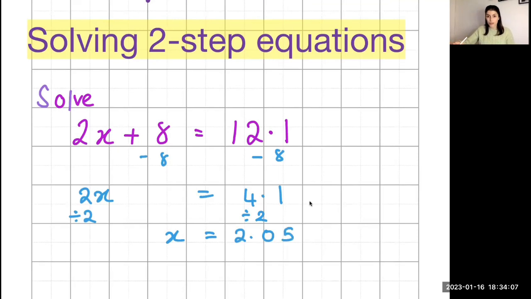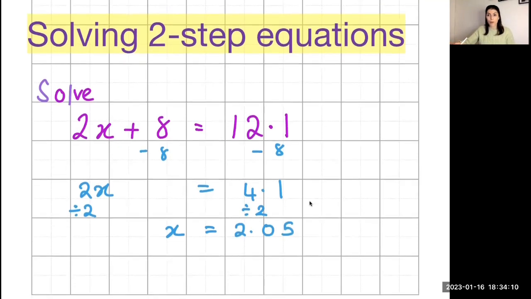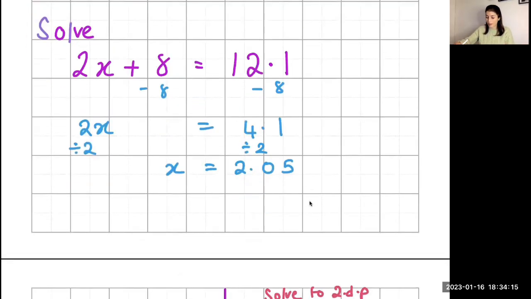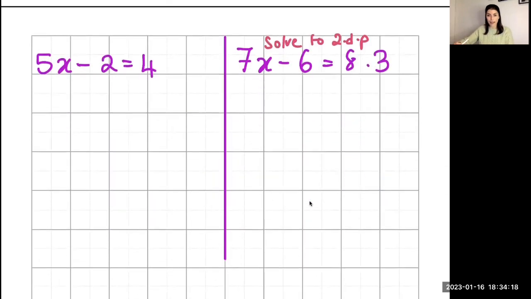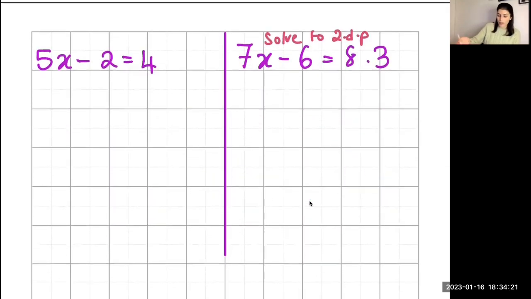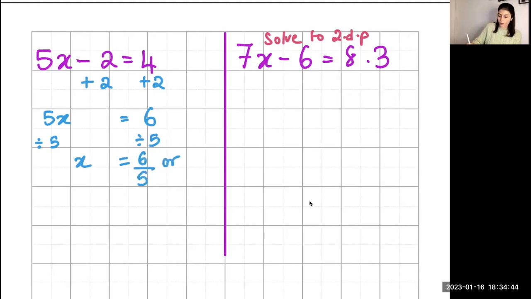So that's the first example. If you don't get a chance to take notes, don't worry. I will send this PowerPoint or this lesson to you afterwards, so don't worry. I'm going to do one more example here, and then I would like you to try the one on the right. So the first thing you do is, because it's x times 5 take away 2, you're going to add the 2 to both sides. So you're left with 5x equals 6. And then you want to get rid of that times by 5. So you're going to divide by the 5 and x is equal to, you can either leave it as 6 over 5 or write it in decimal form, which is 1.2.